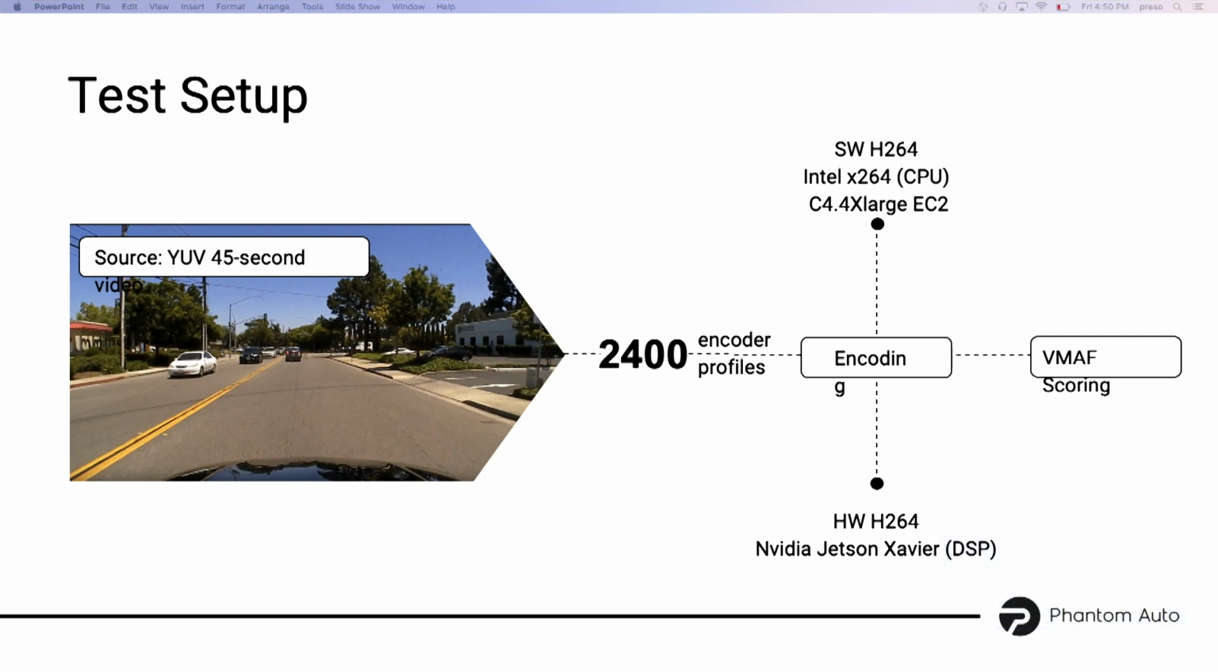Putting our encoder back into play, we took a raw video captured from one of our vehicles, and then we encoded it using a software implementation of H.264 on the CPU and a hardware implementation on NVIDIA Jetson Xavier. And then we scored every video with VMAF. And we ran about 2,400 profiles for that video. And then the next step is doing analysis of that.